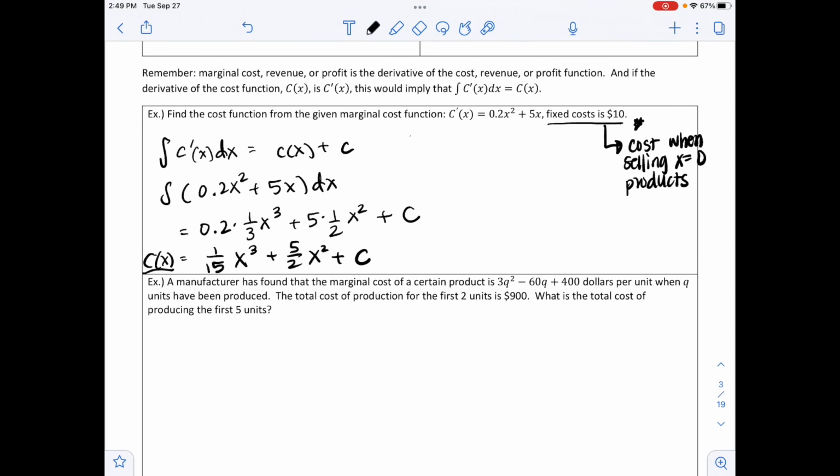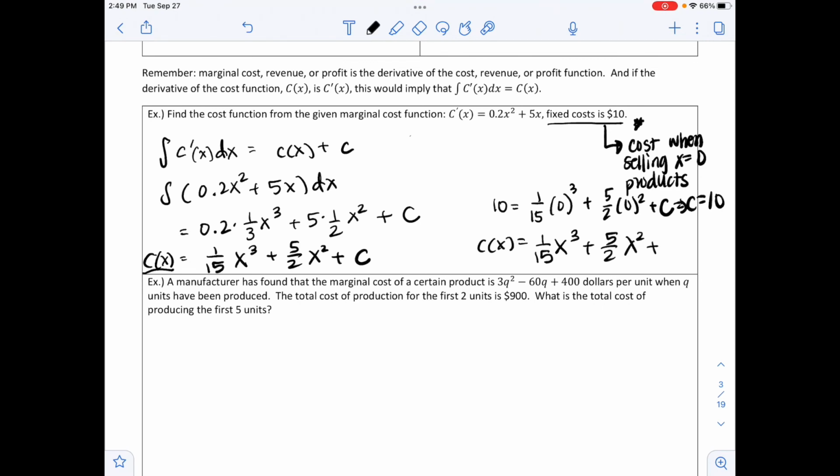So in order to figure out what the c value is, our fixed cost here, and our cost function would be 10, is equal to 1 over 15 times 0 cubed plus 5 over 2 times 0 squared plus c. And so working this out, we get c is equal to 10. And so our cost function is going to be 1 over 15 x cubed plus 5 over 2 x squared plus 10. So right below this, we have another example that I'm going to circle, and we'll look at this one together in class.